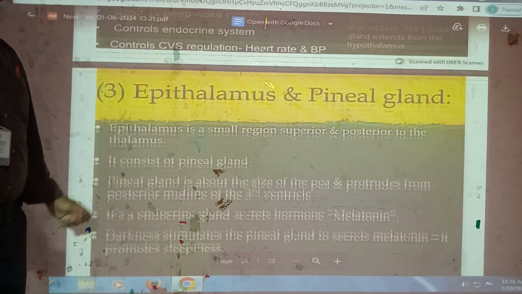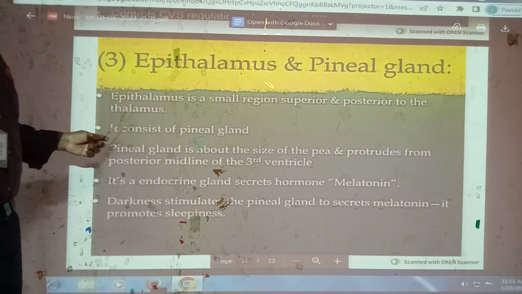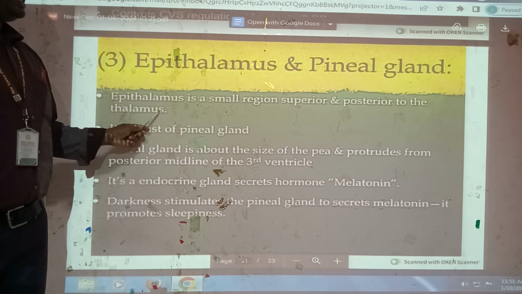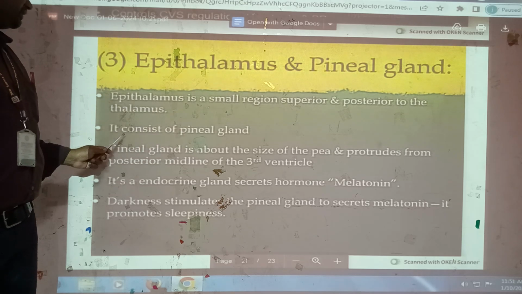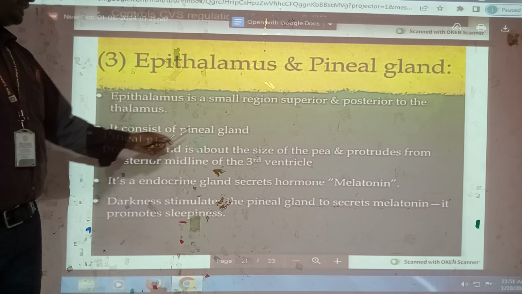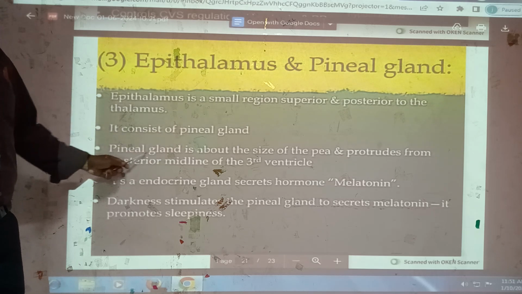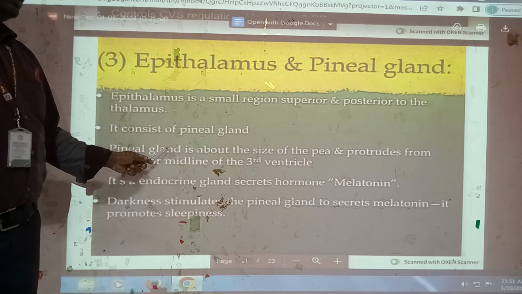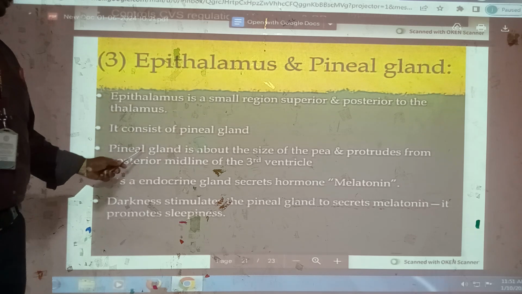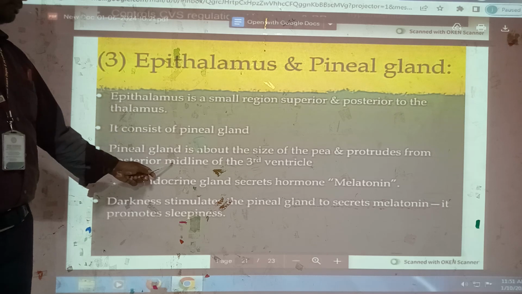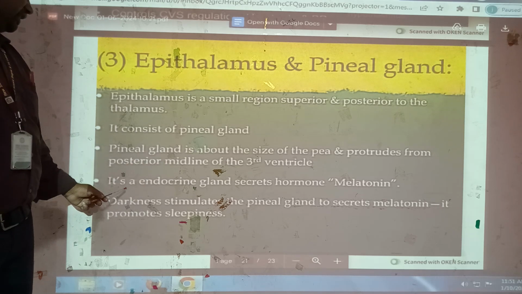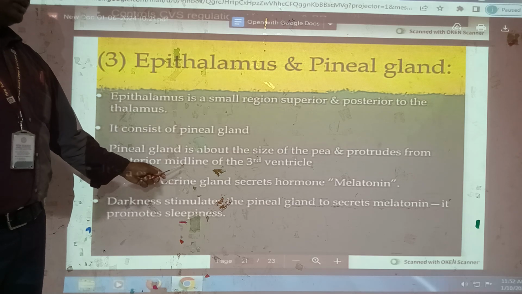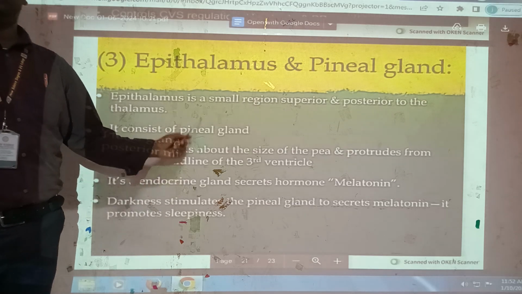Next, the epithalamus and pineal gland. The epithalamus is a small region superior and posterior to the thalamus. It consists of the pineal gland, which is about the size of a pea and protrudes from the posterior middle of the third ventricle. It is an endocrine gland, and it secretes the hormone melatonin.